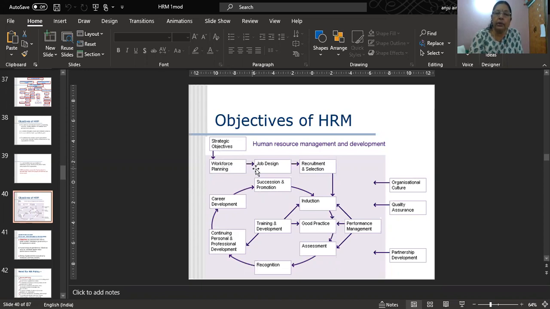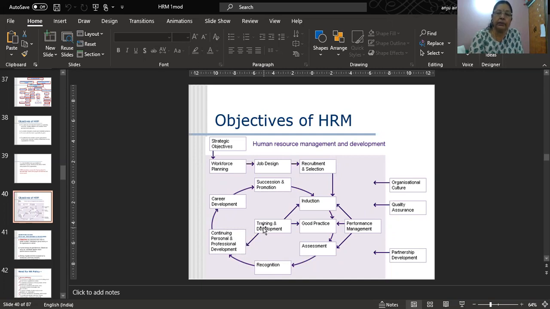For human resource, the jobs are designed based on that recruitment and selection. People are recruited and they are given induction, and good practices are implemented in the organization. Their performance is managed by HR. They are assessed and monitored by the HR people, and the good performers, those employees who are good in their work, are recognized and rewarded by the management, and they are given training, professional development, and personal development.